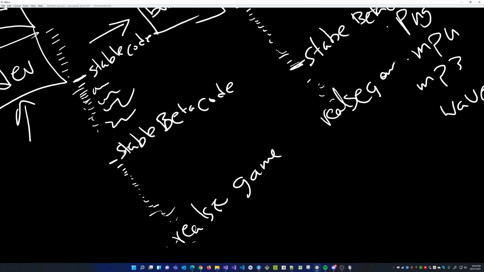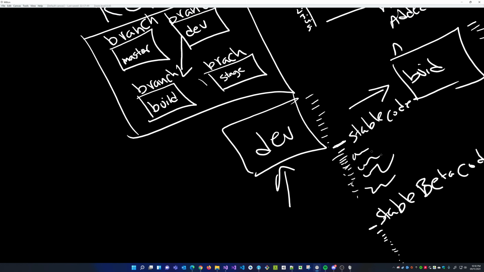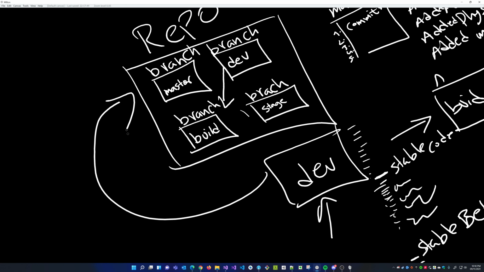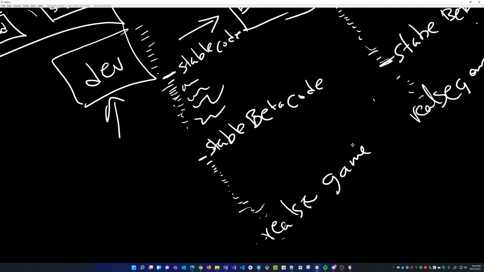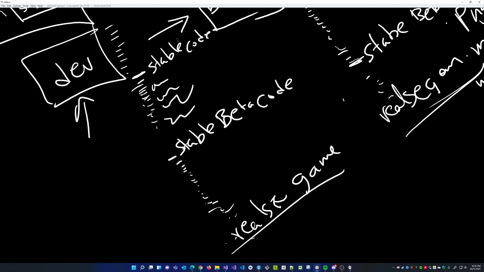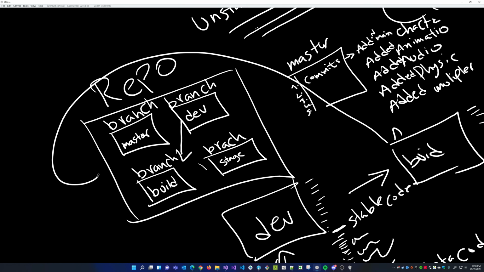Release game, right? I build it, I test it, it all works. Now I can either merge dev with master or build with master. It doesn't matter which one, because both of them are the same. They have the exact same commits, right? But let's say I do build. So I merge build into master.